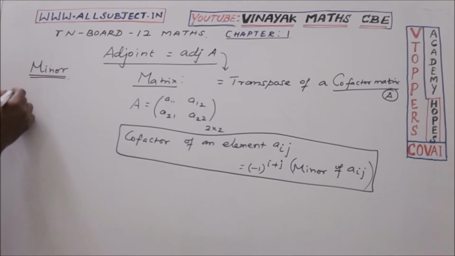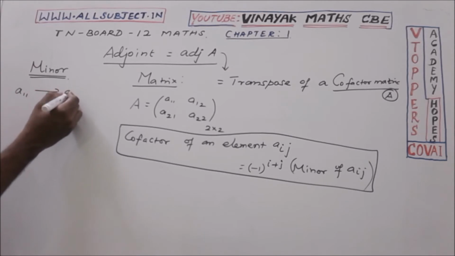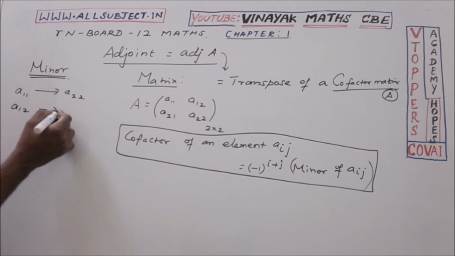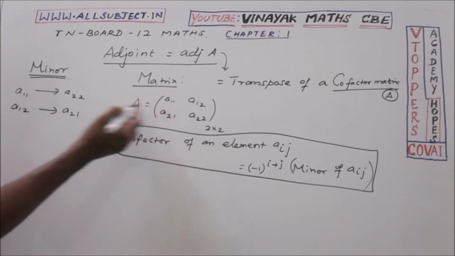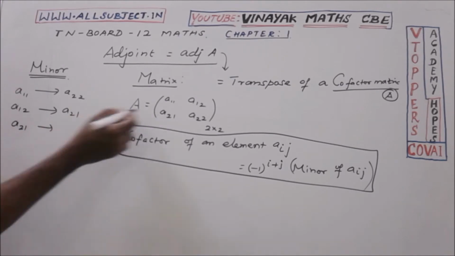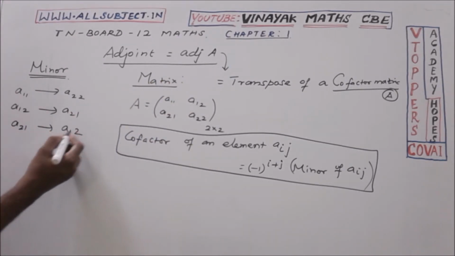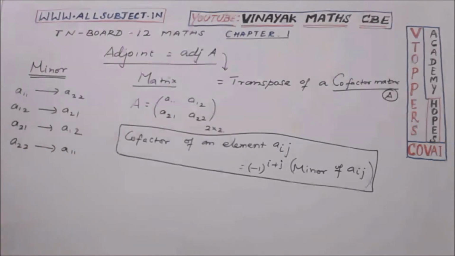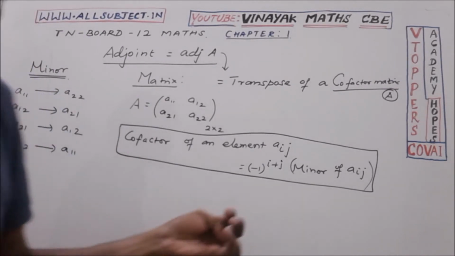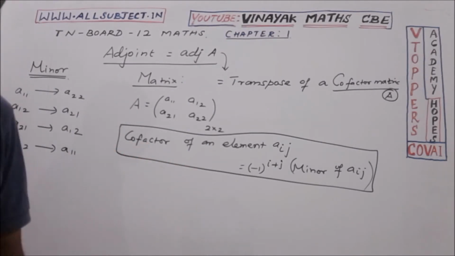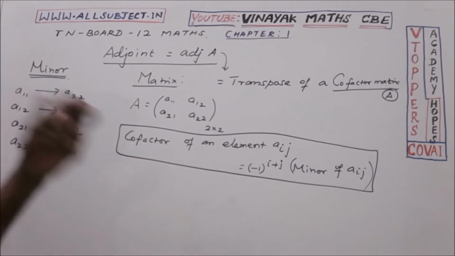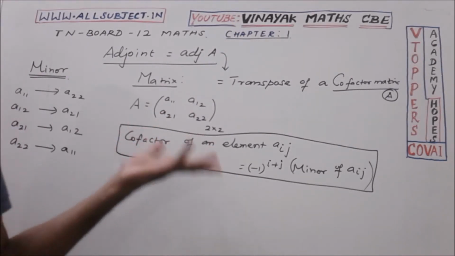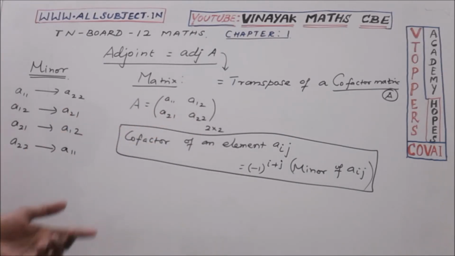So minor of A11 is A22. And the minor of A12 is A21. And minor of A21 is A12, and then minor of A22 is A11. This is very easy. But while doing problems, we have an easy way. Within a second we can complete it. Within 2-3 seconds we can complete the adjoint of a 2x2 matrix. But you should know the basics. This is the method of finding the adjoint of A in a 2x2 matrix.